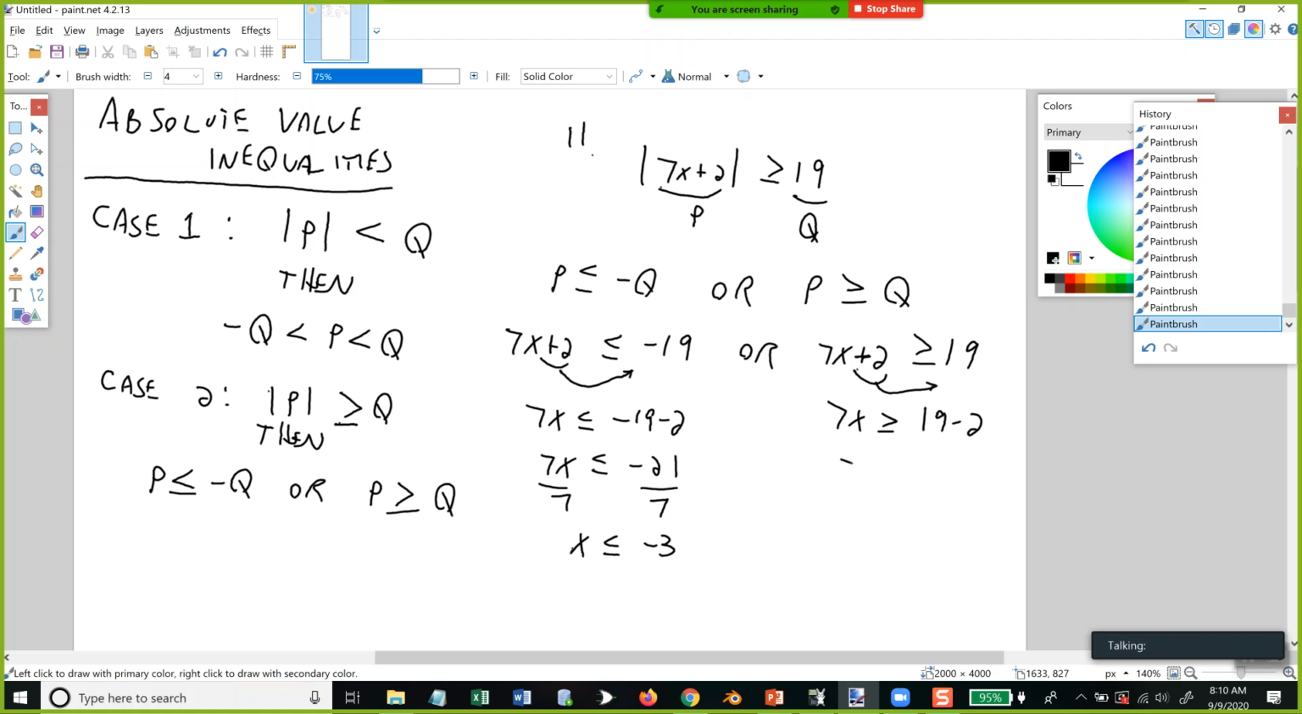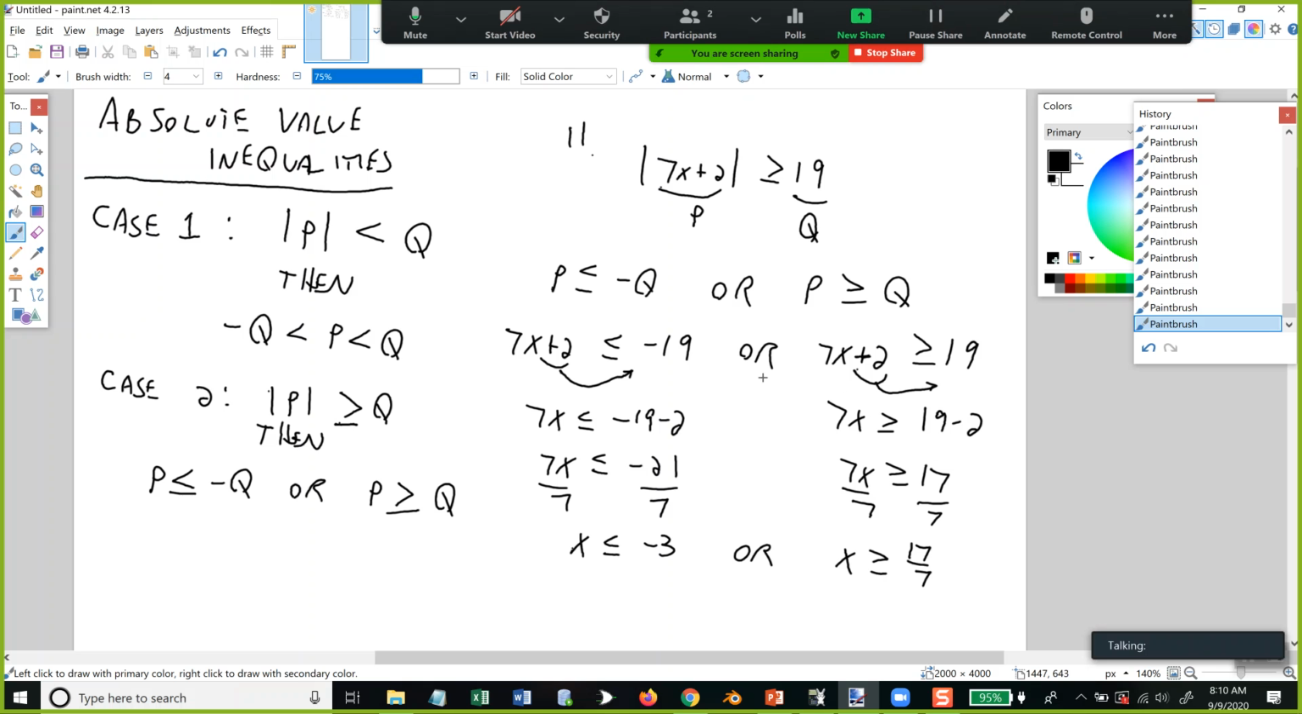Comes a negative 2. 19 minus 2 is 17, and divide both sides by 7. Then we get x is greater than or equal to 17 over 7. And that would be our answer.